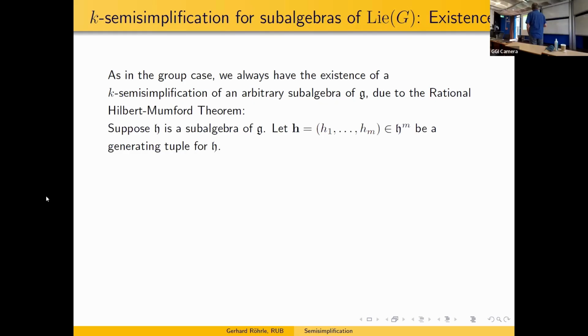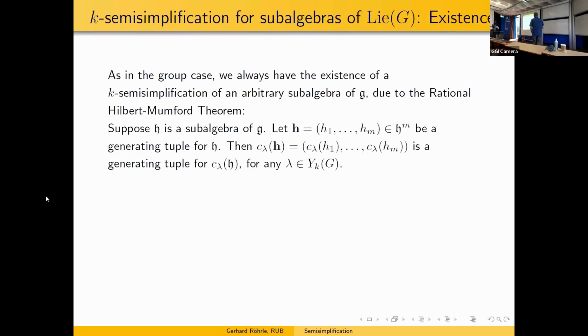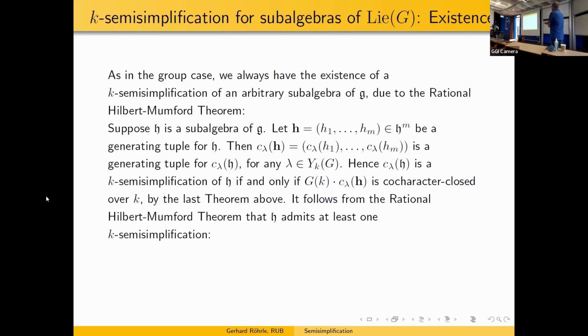It's even easier. So I have a subalgebra. I have a generating tuple, and then taking the limit along a cocharacter gives a generating tuple for the algebra that we get by mapping it along this c_lambda into some Lie algebra L_lambda. So this is a K-semisimplification of H if and only if this rational orbit is cocharacter-closed over K, by this theorem that I just showed you. But it follows from the rational Hilbert-Mumford theorem.